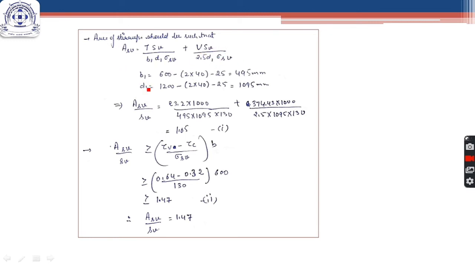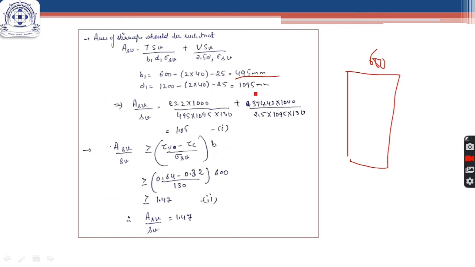Now we calculate B1 and D1. So as you can see here, for calculation of B1, we are doing it in direction of width. Width of the beam in our case is 600 mm, and this 40 is the cover and 25 is the diameter of bar. So 25 by 2, 25 by 2 in both directions will give you 25.